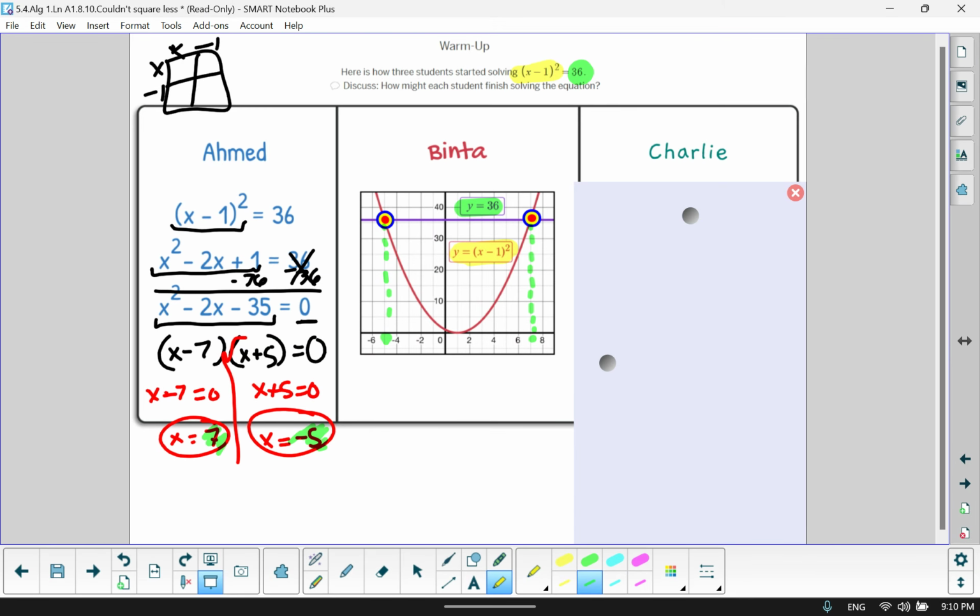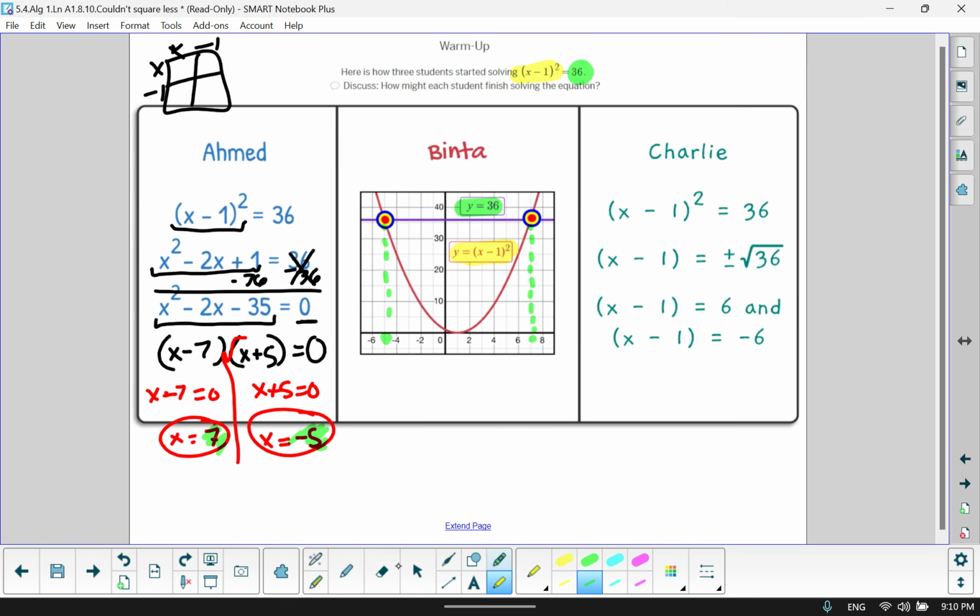So Binta's method is the graphing method, Ahmed's method is the factoring method. Charlie's method is what we just dipped into. Now Charlie says, okay, we get rid of add with subtract, we get rid of multiply, divide, we get rid of a second power with a second root, being fair to both sides. Of course, second powers and second roots cancel out, which leaves us with a single factor of x minus 1 equals, and oh yeah, we have to point out we have not one but 2 different possible numbers that if you multiplied by itself would be positive 36. And of course, those numbers would be positive 6 and negative 6.